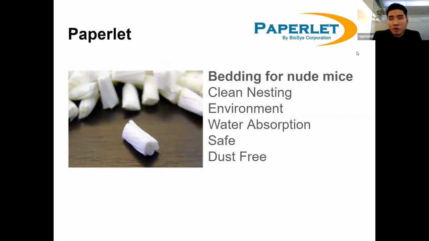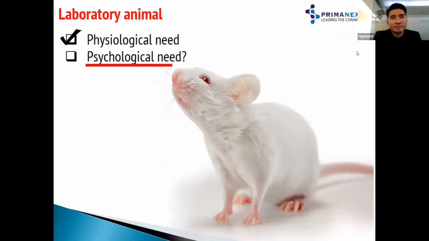For example, for nude mice, which lack fur, they are very sensitive towards dust, so maybe people will provide a bedding that is specific for nude mice, also known as a clean nesting. But how about their psychological needs? Do we need to take care of their psychological needs? That's the focus of today.